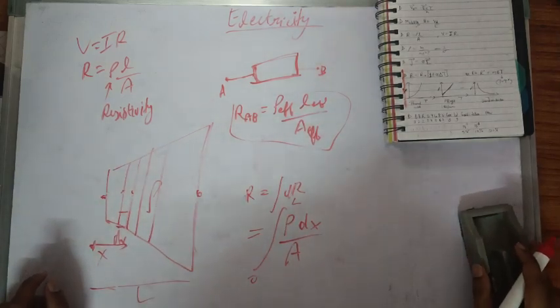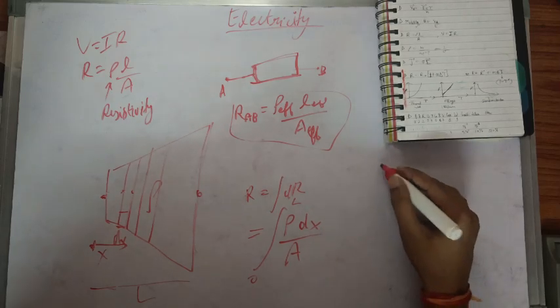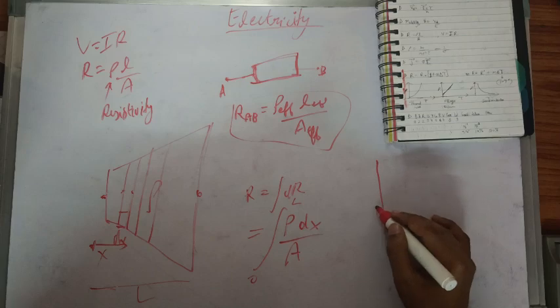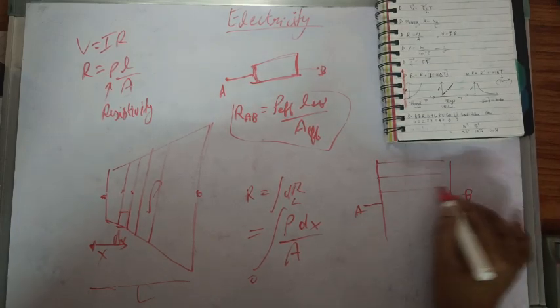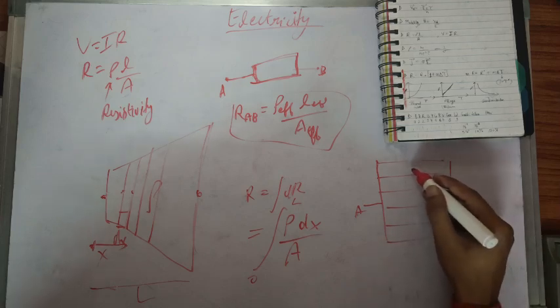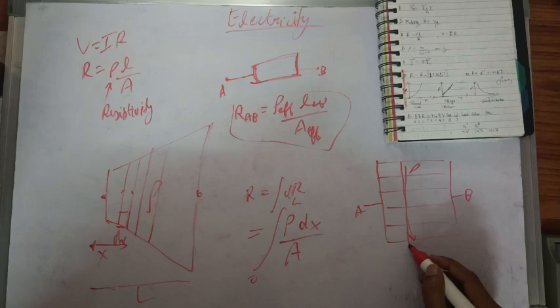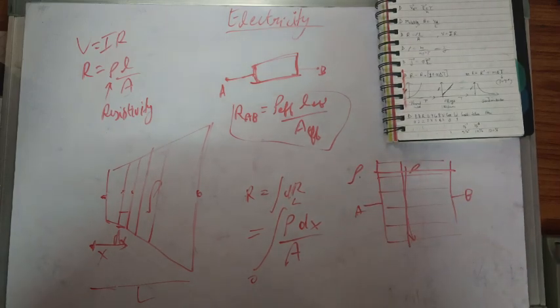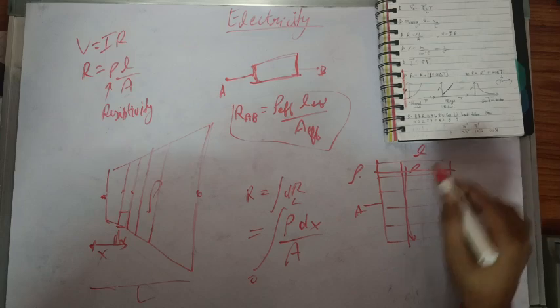In the case of parallel, let's say there is one end here, A, and one end here, B, and it contains some materials of resistivity varying along this direction. So I can take a small element here and assume that it has resistivity rho, and I have to take the parallel sum of all these resistances, over all this length L.